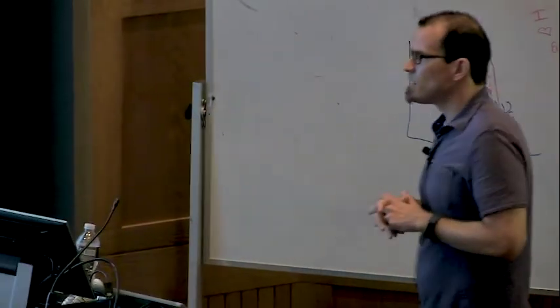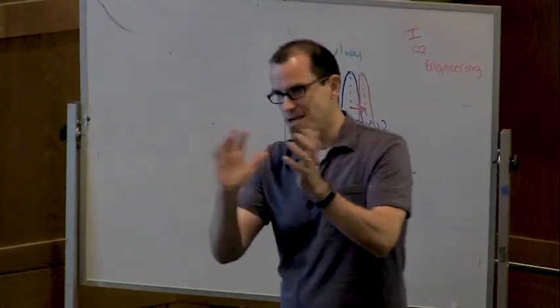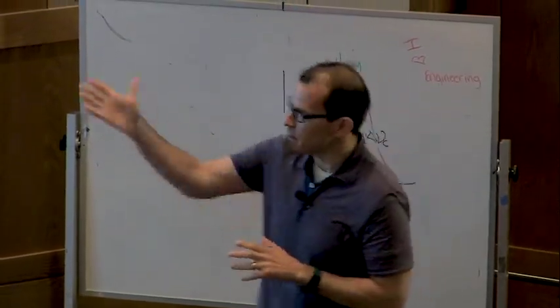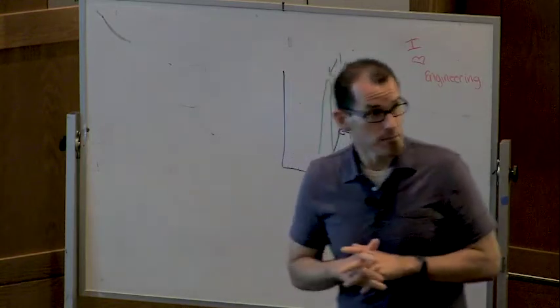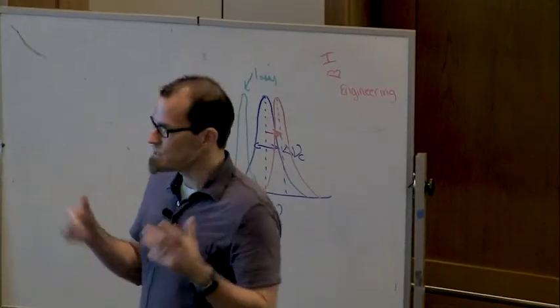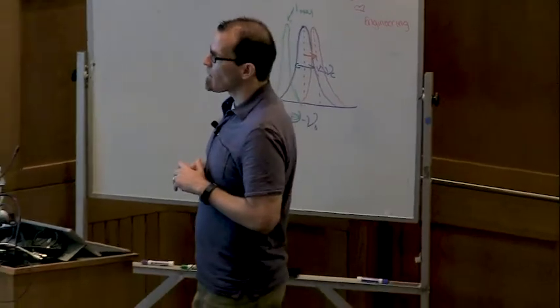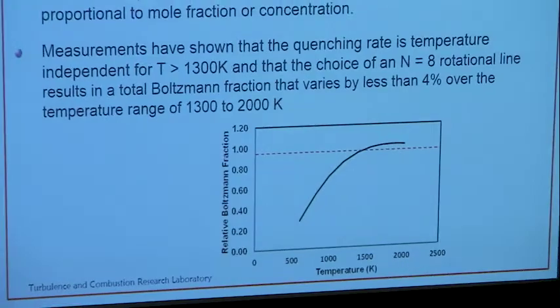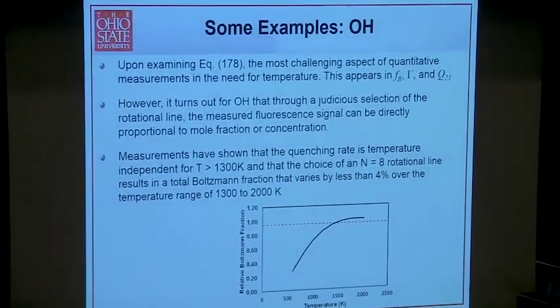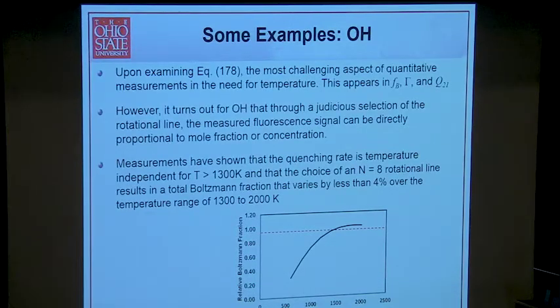So lots of times, even in visualization, you want to be able to say, okay, when I get the signal, it's somewhat proportional to my number density. You want something that's temperature insensitive, right? And so the N equals 8 rotational line, or J equals 8.5, anywhere from like 7.5 to 9.5, are used. They have very little temperature sensitivity for T greater than 1300. The reason why that's important is that you really don't see OH until about 1000, 1100 Kelvin. I did a Boltzmann fraction down to 500, but it's not like you're going to see OH there.